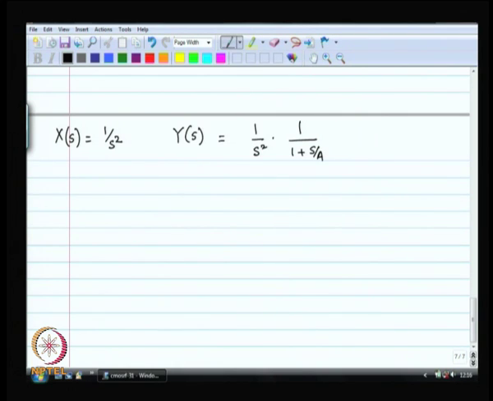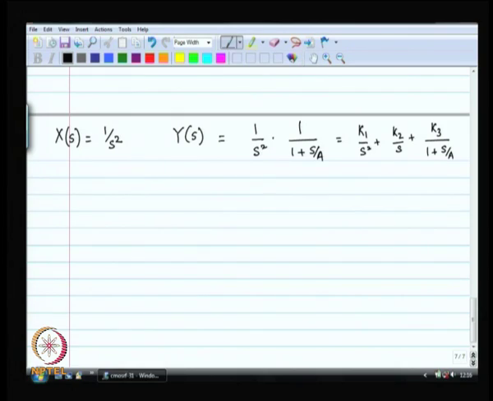Okay. And if you want to do partial fractions for this, this is going to be equal to K1 by s squared plus K2 by s plus K3 by 1 plus s by a, and you can work out K1, K2 and K3. What you are going to find out is that all three of these are going to be non-zero, all right, which means hopefully K1 is going to be equal to 1.